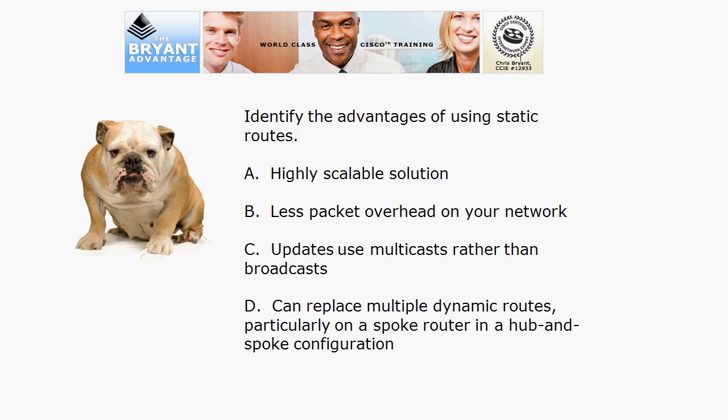and that comes in handy particularly on a spoke router in a hub and spoke configuration, because if you're looking at a situation where you got a spoke router and everything it sends out is going to go to the hub, you only need really that one default static route saying, I don't care where the data is destined to, just send it to this next hop IP address. So the true statements here are B and D.